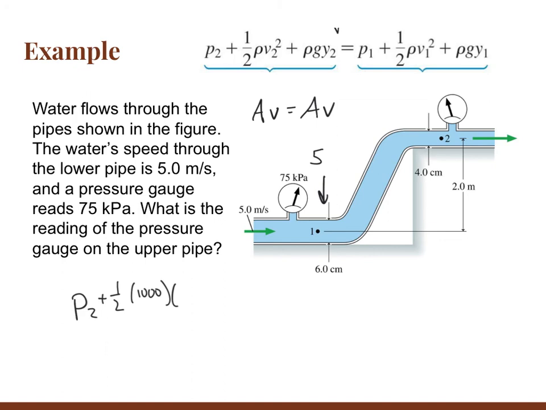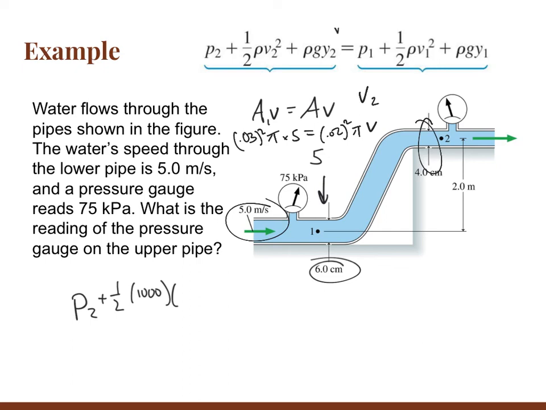We can see that area number 1 here has a diameter of 6 centimeters, so it's a radius of 3. So area would be 0.03 squared times pi, and the velocity is 5 meters per second, times 5 equals area over here, which is a diameter of 2 centimeters, so 0.02 squared pi times v, which will give you a velocity over here of 11.25. All right, so that's V2.